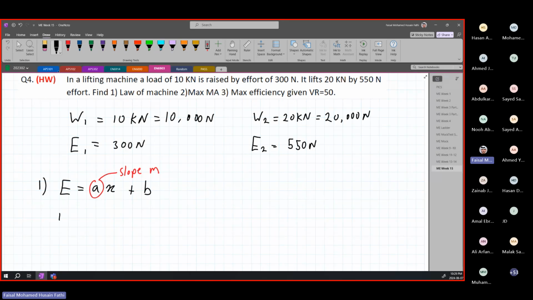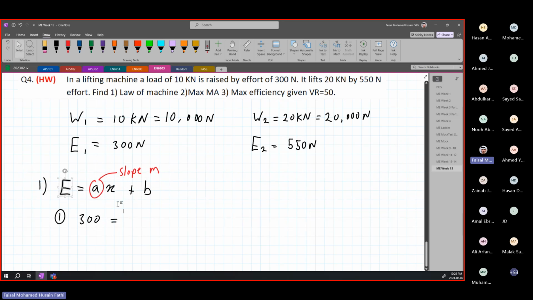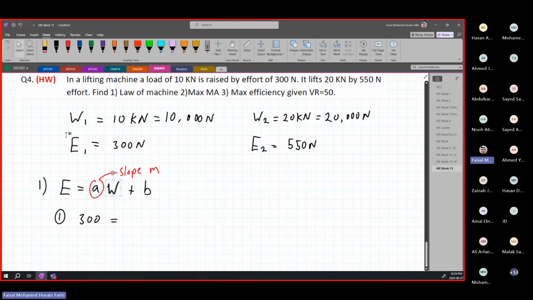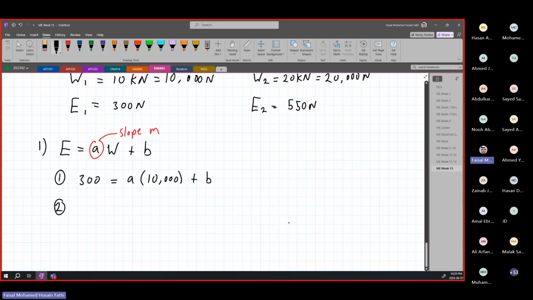Again, we have to form two equations. So the first equation is for W1 and E1. So E1 is 300. Then all I am doing is rewriting this equation, substituting E. This is not X, this is W. And then I am substituting E and W for the values of E1 and W1 for the first equation. That's all I am doing. So A times W1, which is 10,000 newtons. Make sure you are plugging in your numbers in newtons, not in kilonewtons. And the second one will be 550 equals A into 20,000, your W2, plus B.